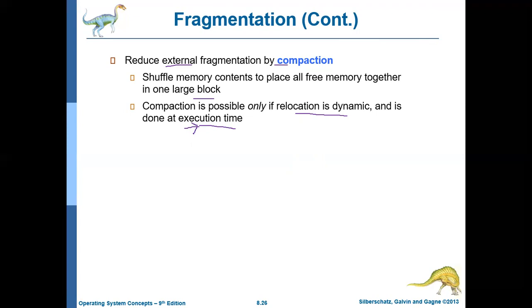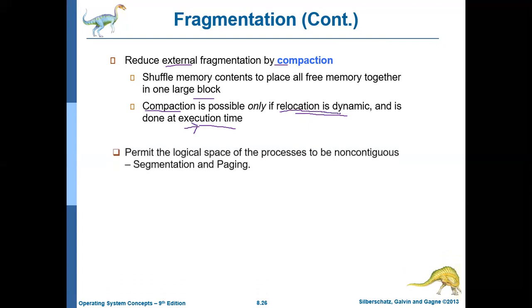Directly the physical address will be created, and the process itself will directly refer to the physical address. In that way, compaction is not possible. Compaction is possible only if address binding is done at execution time. That is what is called relocation. Relocation is dynamic. There is also another way to avoid external fragmentation.